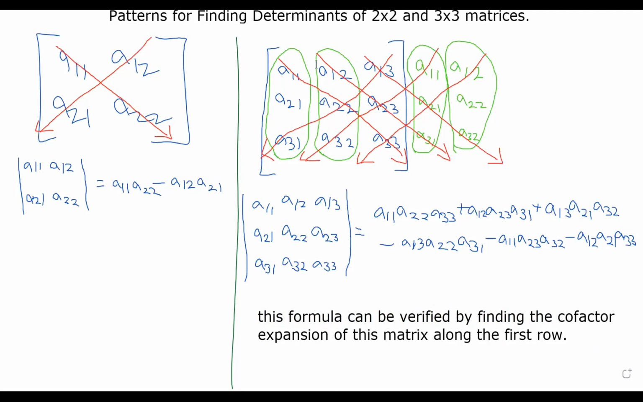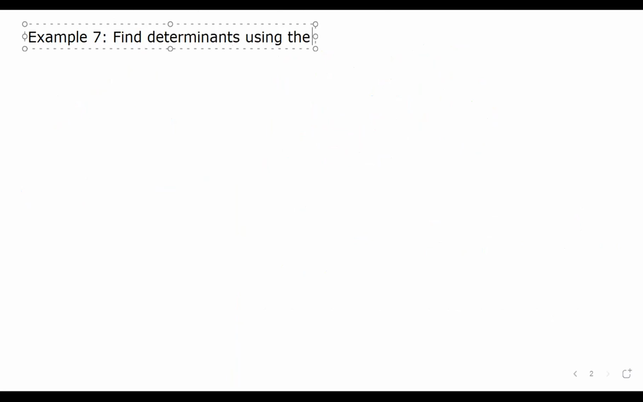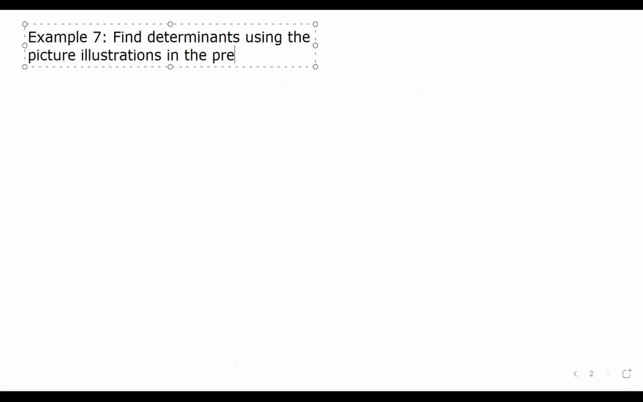So for the original 2x2 matrix, the visualization is very easy. The 3x3 one is a little bit harder, but still not that bad. On the next board, I'm just going to give examples where we use those pictures to evaluate determinants. This is example 7: find determinants using the picture illustrations in the previous whiteboard slide.